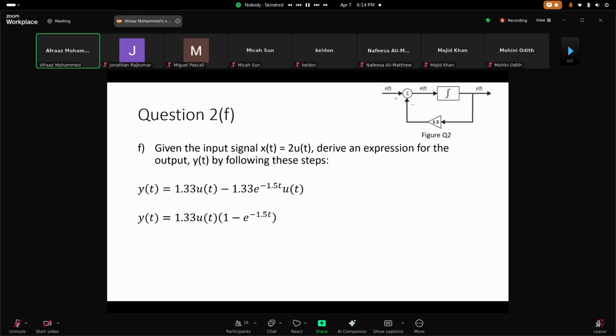How is everybody feeling about the Laplace and the Fourier? Feeling comfortable enough with it? Yes, sir. Okay, perfect. If you have any doubts, just let me know. We will be doing some more questions to prepare you.